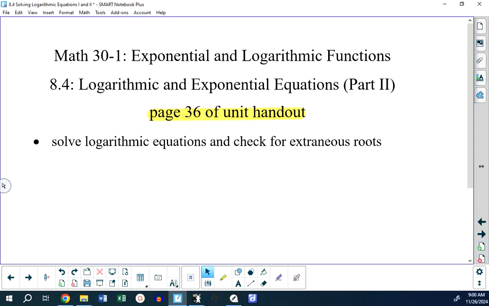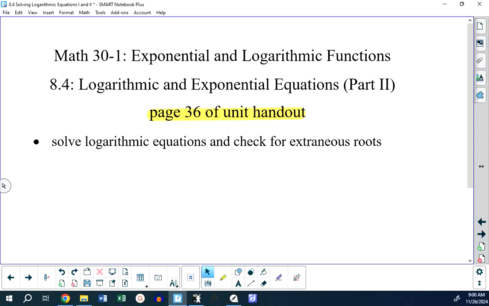So this is part 2 of 8.4. I just follow the same numbering as the textbook. 8.4 deals with solving equations, and we've looked at solving exponential equations. Now we're going to look at solving what are called logarithmic equations, which shouldn't come as a surprise to you. They're going to be equations that involve logarithms.